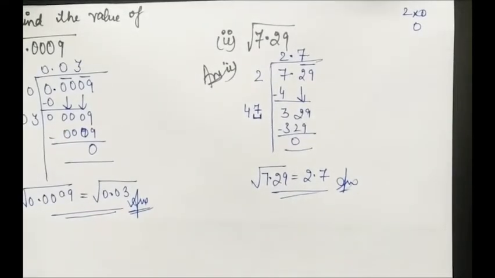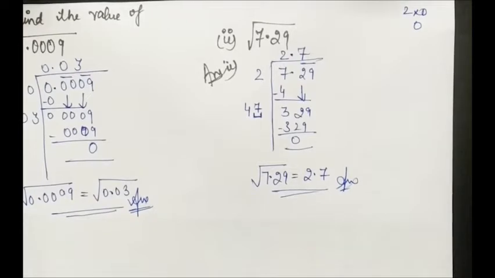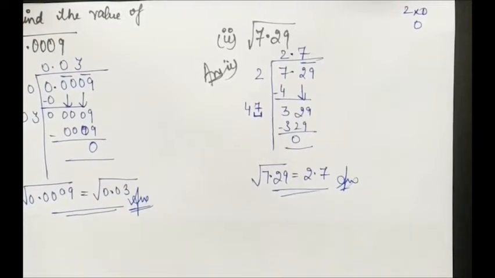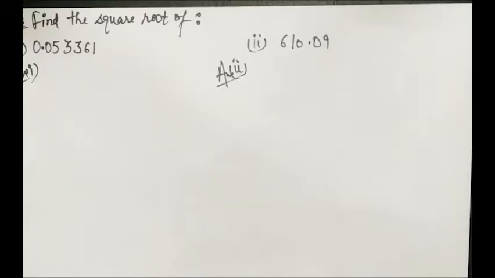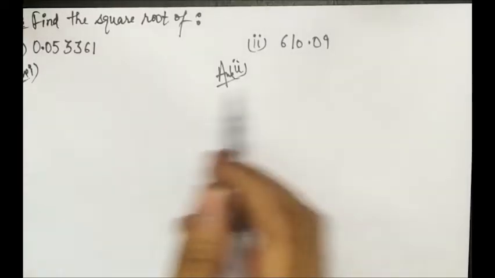Similarly, in this way only you have to find all the parts, as there are only 4 parts in total. So I think you can do the rest of the parts on your own. That will be your homework. So let's move on to the third question. The third question is saying to find the square root of this number.